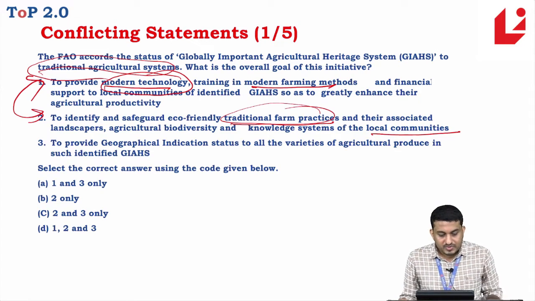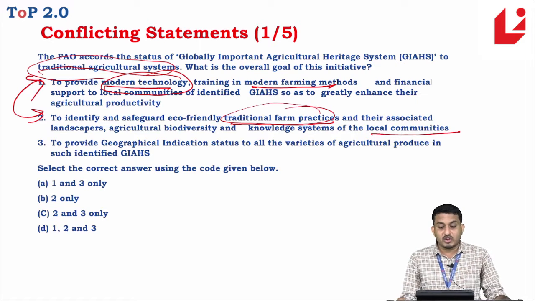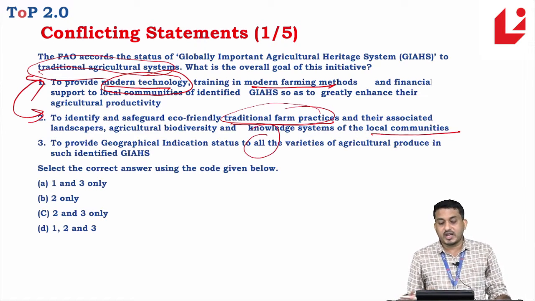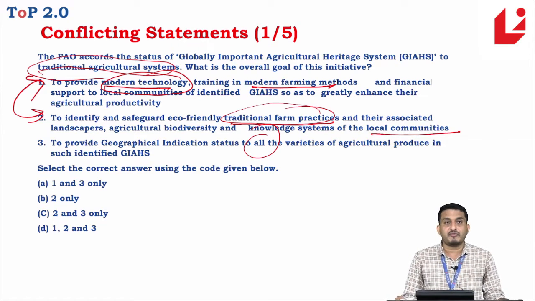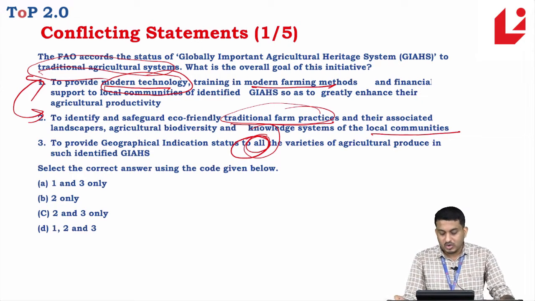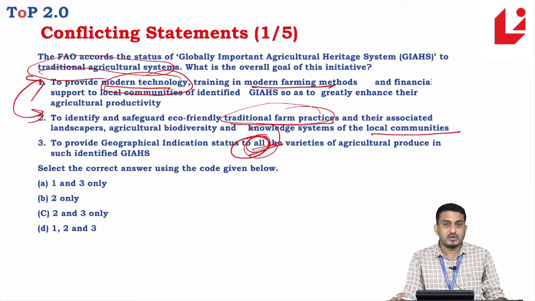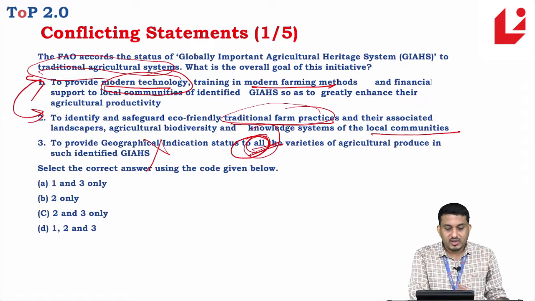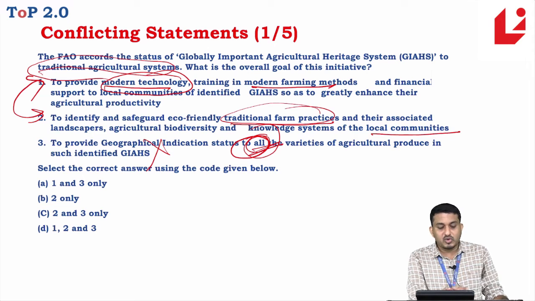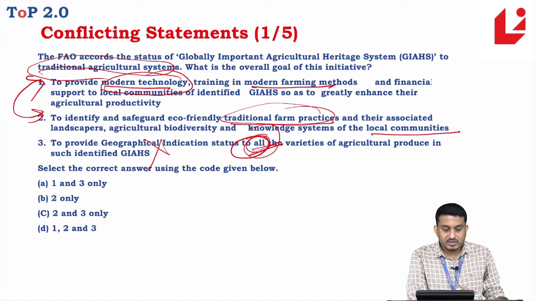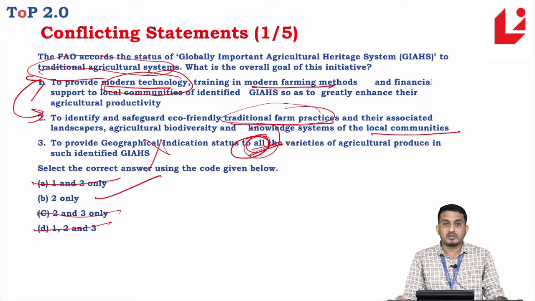Now if I talk about statement 3: to provide geographical indication status to all the varieties of agricultural produce in such identified GIAHS, to all the agricultural produce. All is a rotten tomato. Getting it? So is it possible to give GI status to all agricultural produce? No. So statement 3 is wrong. Statement 3 is wrong. 1 and 2, either of these statements is correct. So statement 3 is wrong means A, C, D are out. There itself you are getting the right answer. Answer is B, 2 only. Alright.